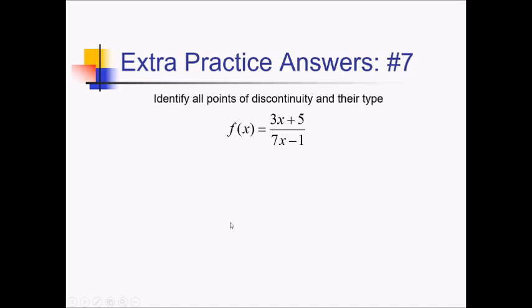To figure out discontinuities for this rational function, we have to take note of places where the denominator is 0. Since I can't cancel anything out, I know that I'm going to have an infinite discontinuity rather than a removable discontinuity. An infinite wherever this 7x minus 1 business has a value of 0. So that's going to be at 1 over 7.